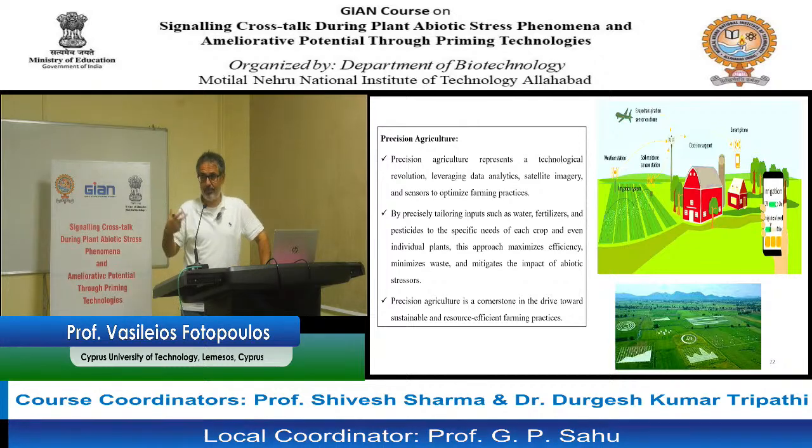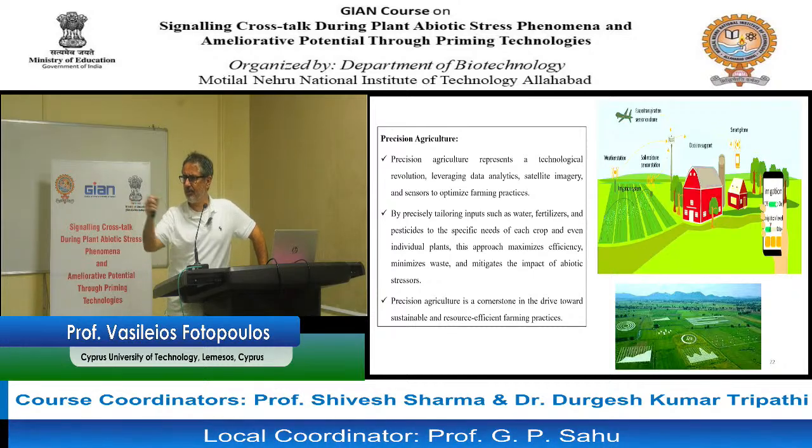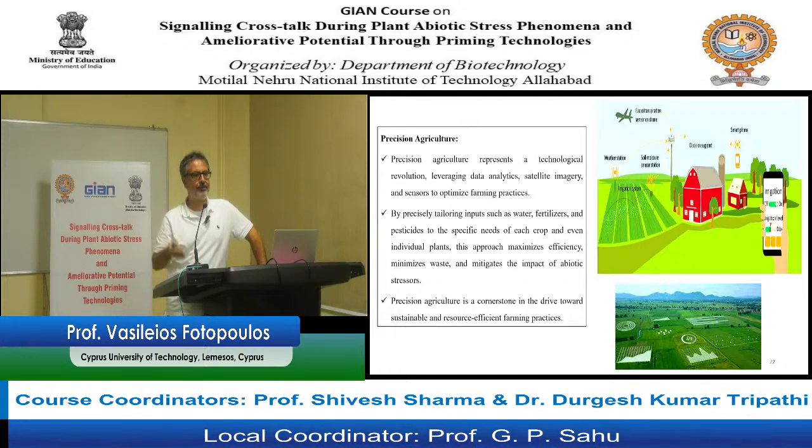So by precisely tailoring the inputs such as the water, the fertilizers, and the pesticides I mentioned before to the specific needs of each crop and even individual plants. Yesterday I mentioned the use of phenotyping platforms, which is wonderful because it has direct actions on individual plants grown in individual pots. It is a very specialized approach. And this approach, of course, will maximize efficiency and also minimize waste while mitigating the impacts of abiotic stressors. Precision agriculture, therefore, is a cornerstone in the drive towards these sustainable and resource-efficient farming practices I mentioned.